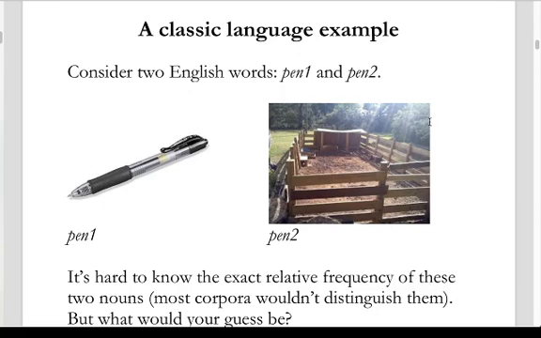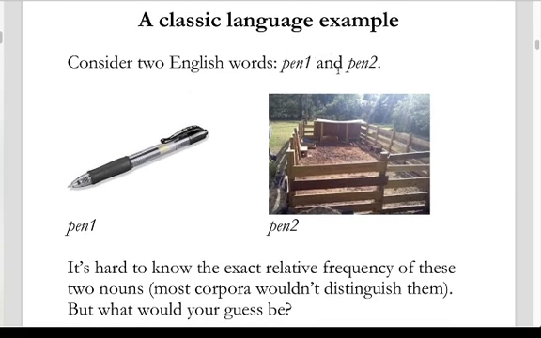Consider two English words that have the same string of phonemes in them, pen and pen. So this is, I'm going to refer to this one as pen 1, it's a writing implement. And I'm going to refer to this one as pen 2. It's an enclosure where you keep farm animals, right? Specifically, I think probably pigs are the most common animals I've heard of being in a pen, although I've also never lived on a farm. So here's two pens, pen 1 and pen 2.